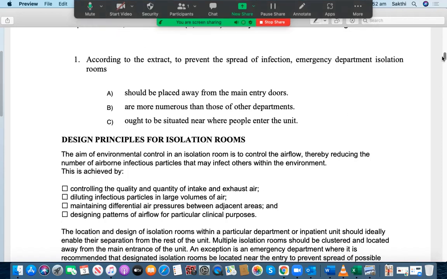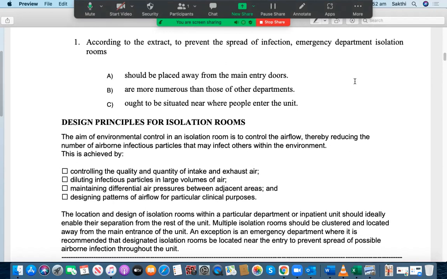According to the extract, to prevent the spread of infection, emergency department isolation rooms: the first choice is, should be placed away from the main entry doors. The second choice is, are more numerous than those of other departments. And the third one is, ought to be situated near where people enter the unit.